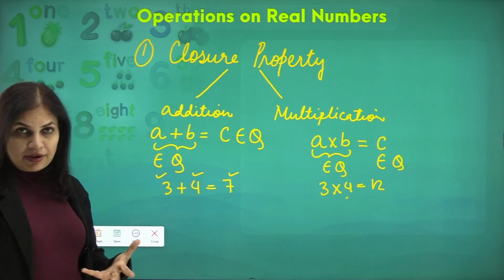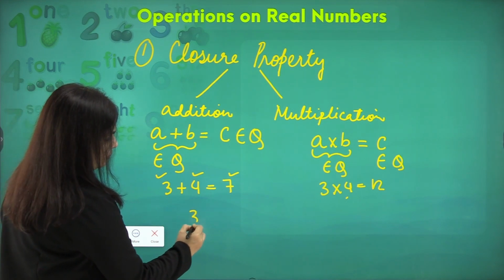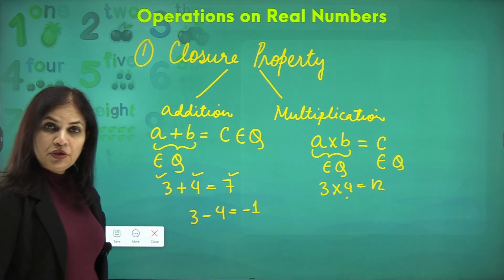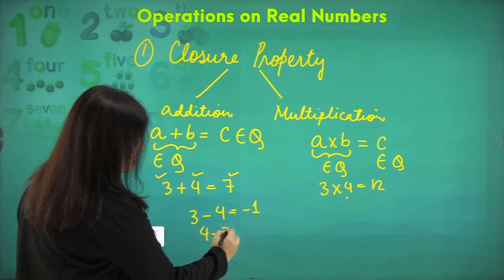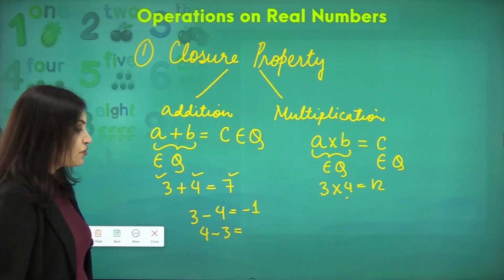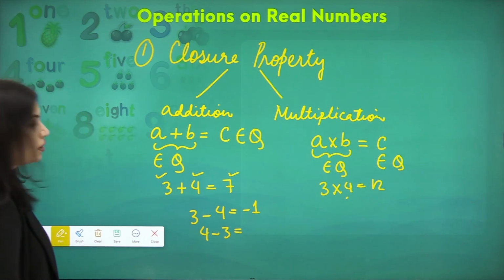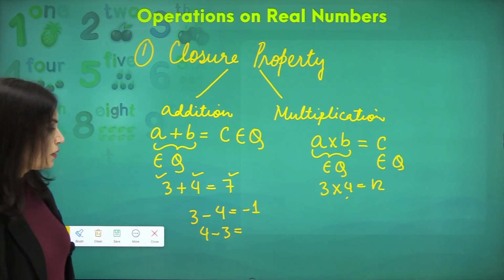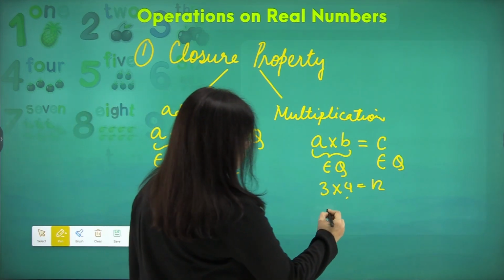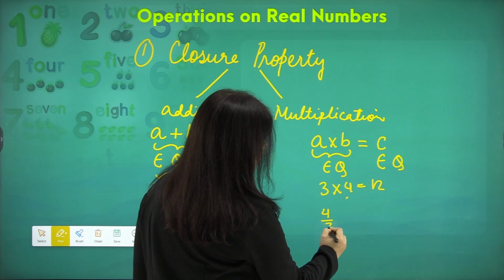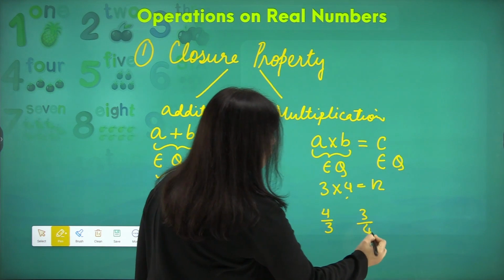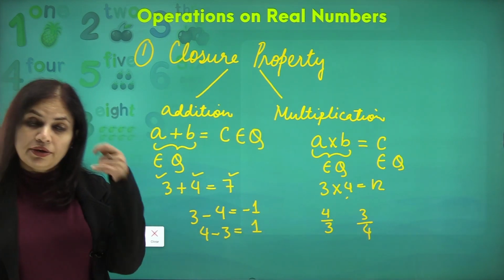But if I take subtraction, for example, if I write 3 minus 4, it will give you minus 1, whereas 4 minus 3 will give you plus 1. 4 divided by 3 will give you a rational number. 3 upon 4 will also give you another rational number.